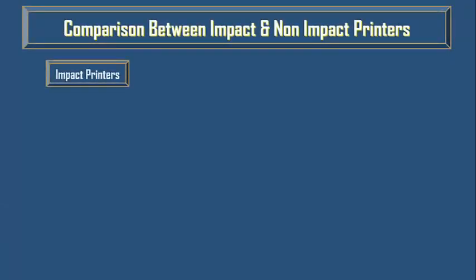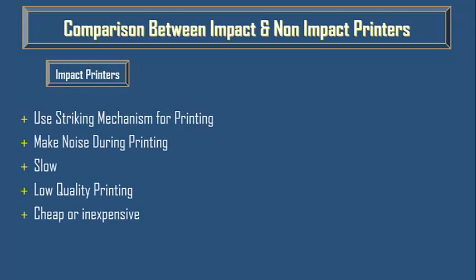An impact printer makes contact with the paper. It usually forms the print image by pressing an ink ribbon against the paper using a hammer or pins. Main features of these printers are: they make noise during printing, slow and low quality printing, cheap or inexpensive.